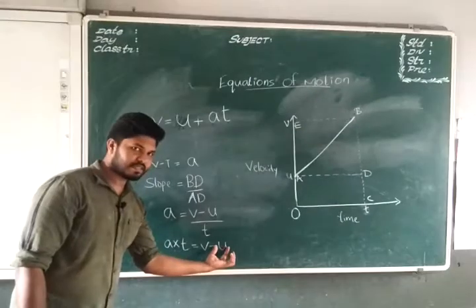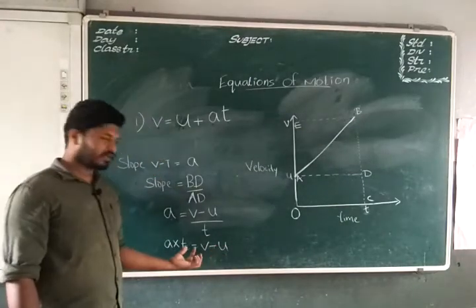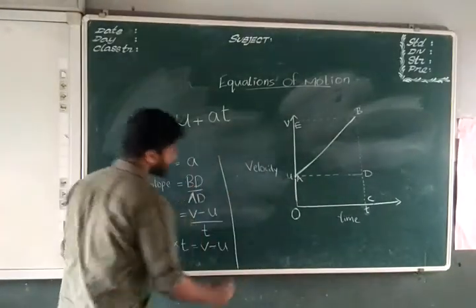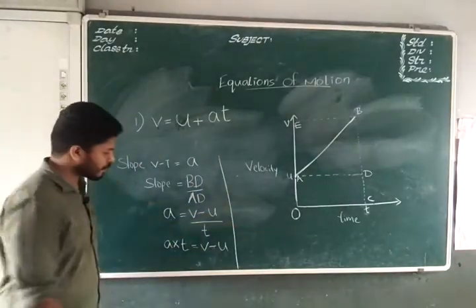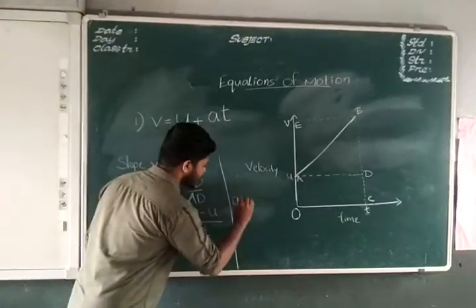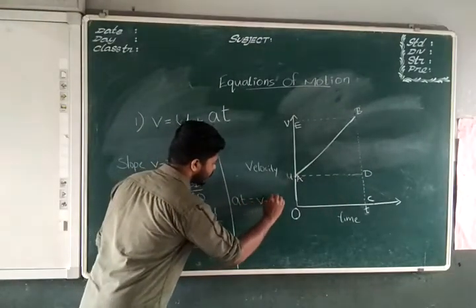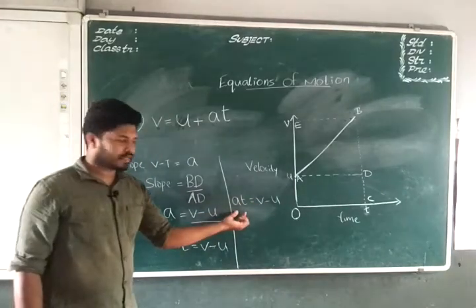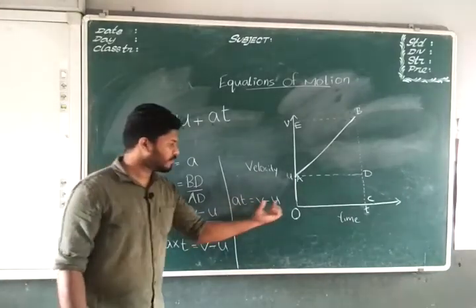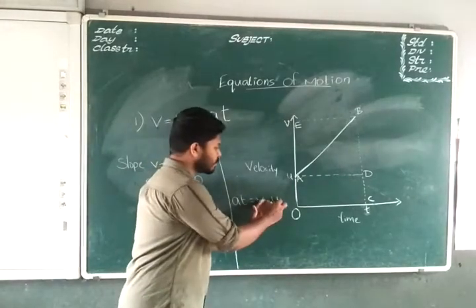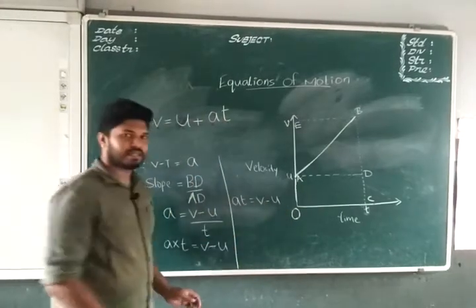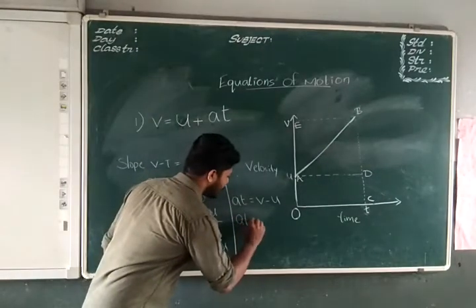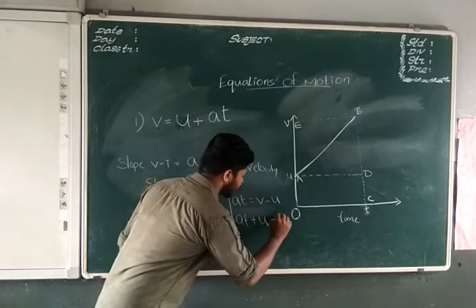Now let's take this minus U to the other side. I am writing it here. Now we get AT is equal to V minus U. A into T, I wrote it as AT. Now let me take this minus U to the other side, so minus U will become plus U. AT plus U is equal to V.